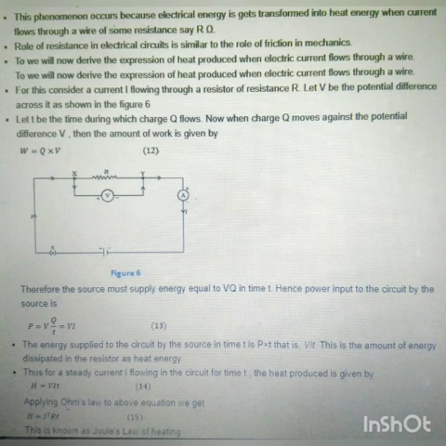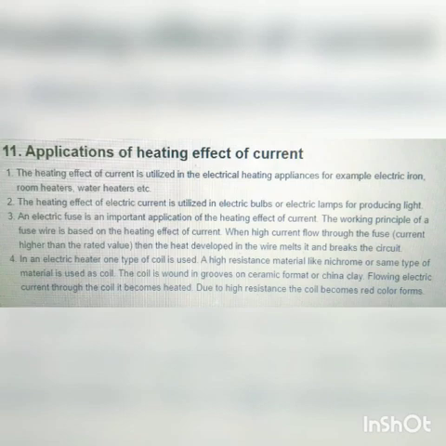So the energy supplied to the circuit by the source in time T is P into T, that is, VIT. Applying Ohm's law, V is equal to IR, so that H is equal to I square RT. This H is equal to I square RT is known as Joule's law. Now, applications of the heating effect of electric current.